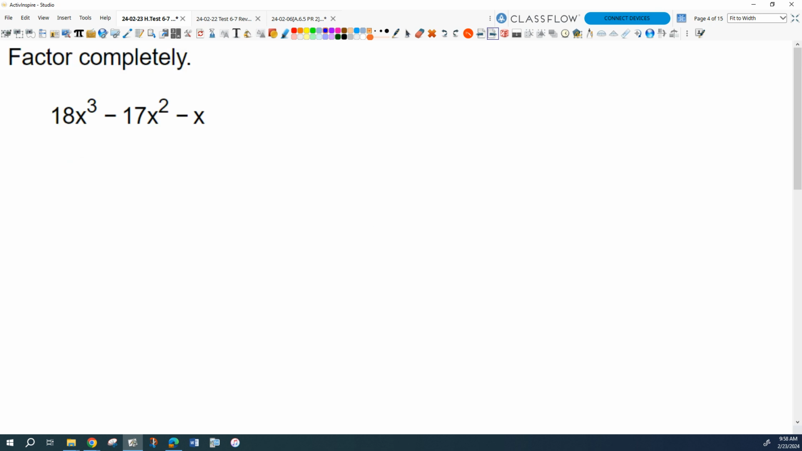Okay. How about this one? What would I have to do first here? Factor out an x. Good. So I take out my GCF, and then I'm left with what? 18x squared minus 17x minus 1.